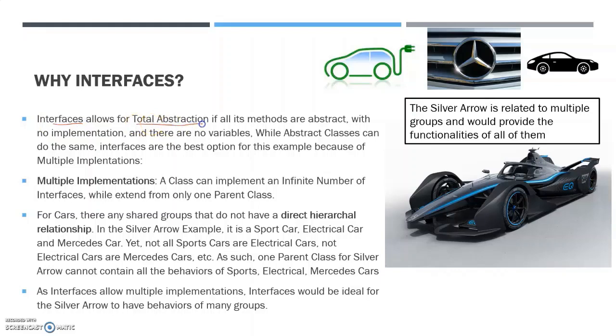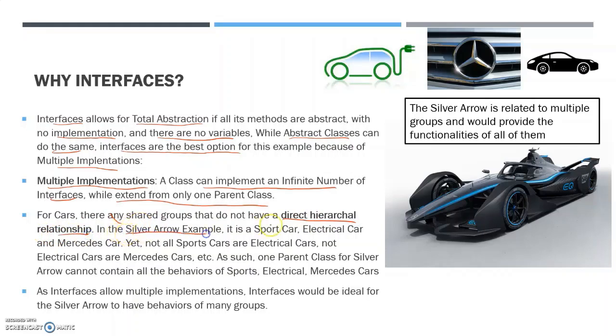Interfaces allow for total abstraction if all its methods are abstract, with no implementation, no default or static method, and there are no variables. While abstract classes can do the same, interfaces are the best option for this example because of multiple implementations. Multiple implementations means that a class can implement an infinite number of interfaces, while extending from only one parent class. For cars, there are shared groups that do not have a direct hierarchical relationship.